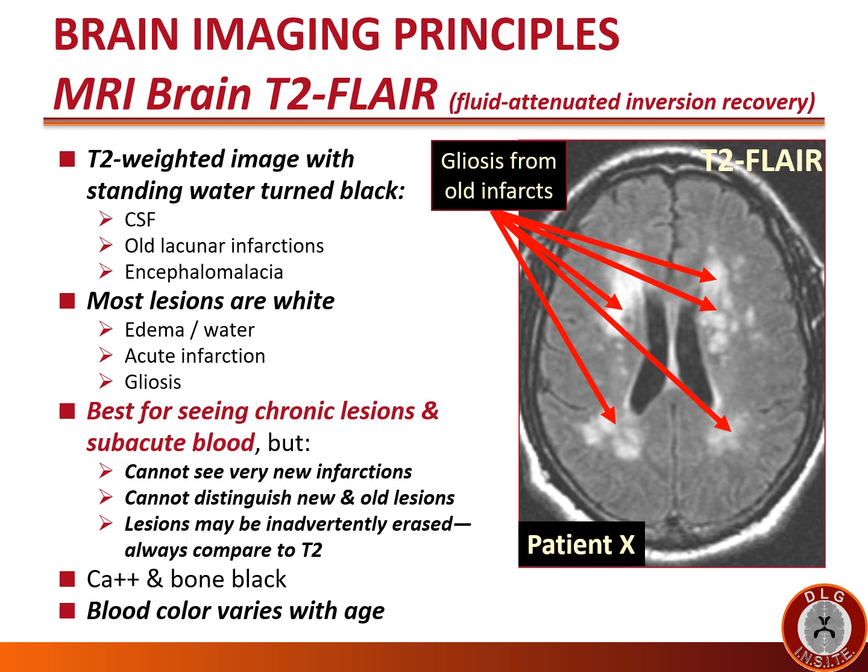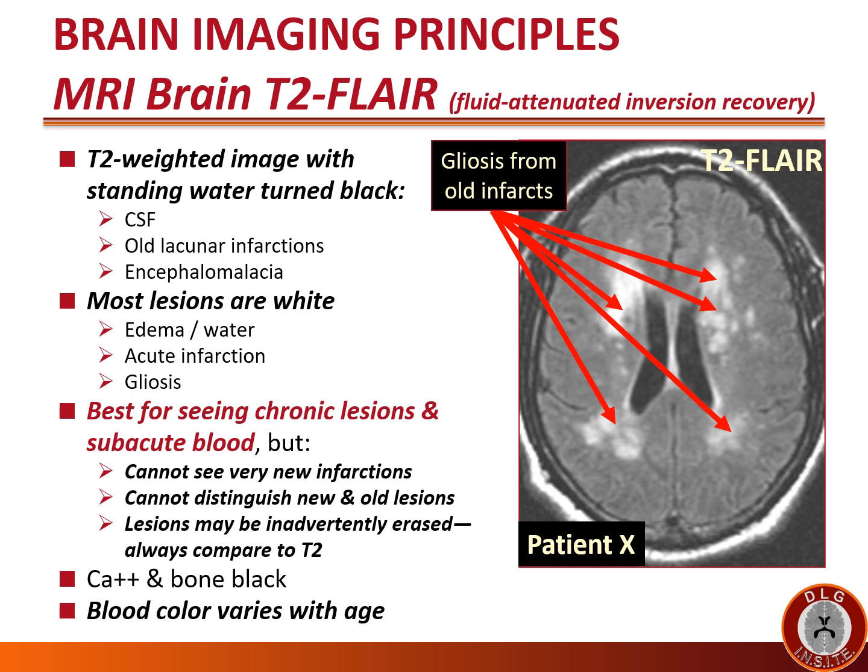T2 FLAIR images are best for seeing chronic lesions and subacute blood, but cannot see very new infarctions, cannot distinguish new and old lesions, and lesions may be inadvertently erased, so one must always compare T2 FLAIR images to T2 weighted images. On T2 FLAIR, calcium and bone are black, and blood color varies with age.